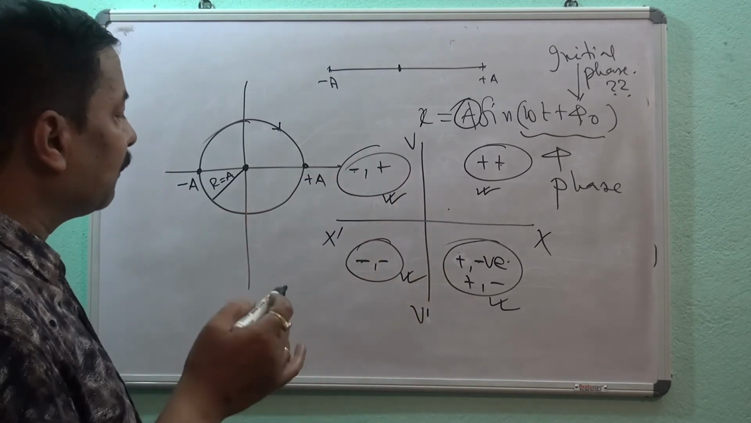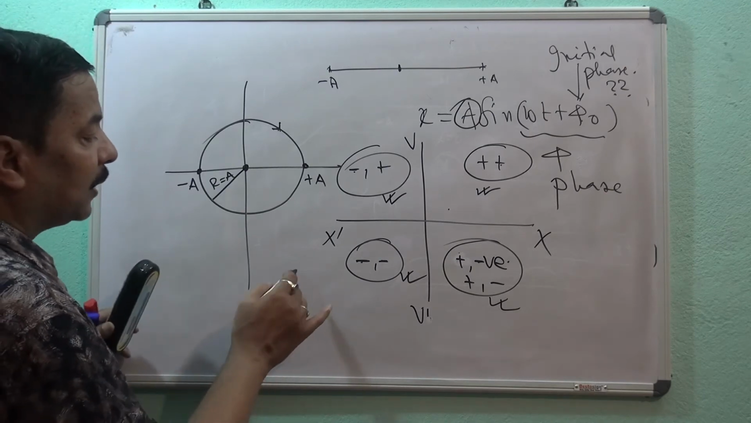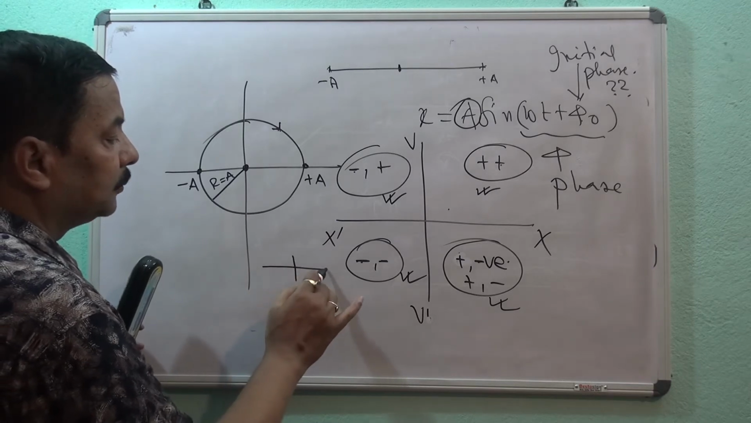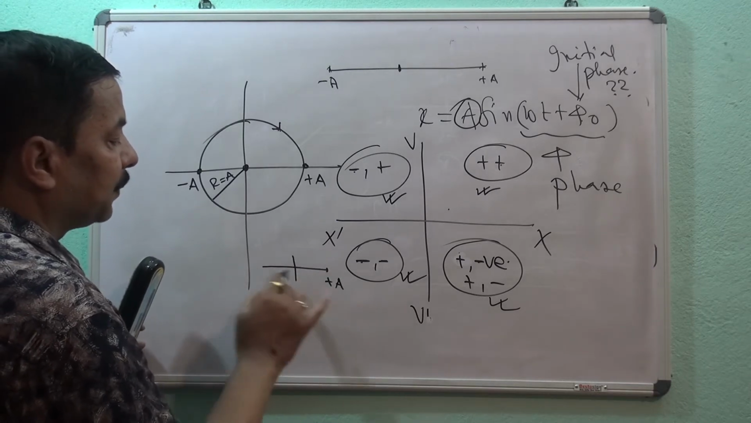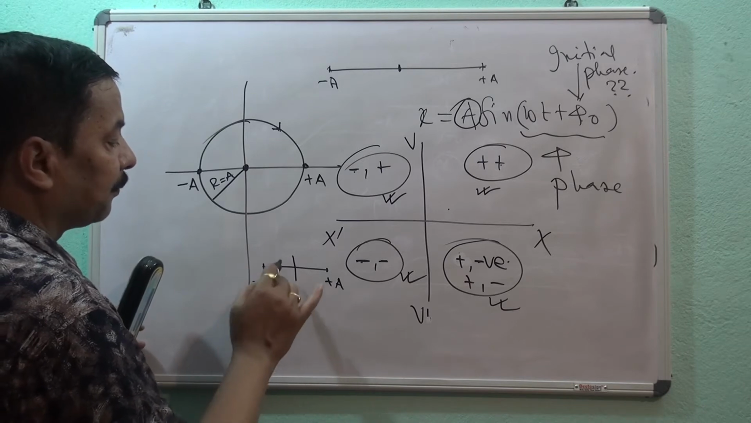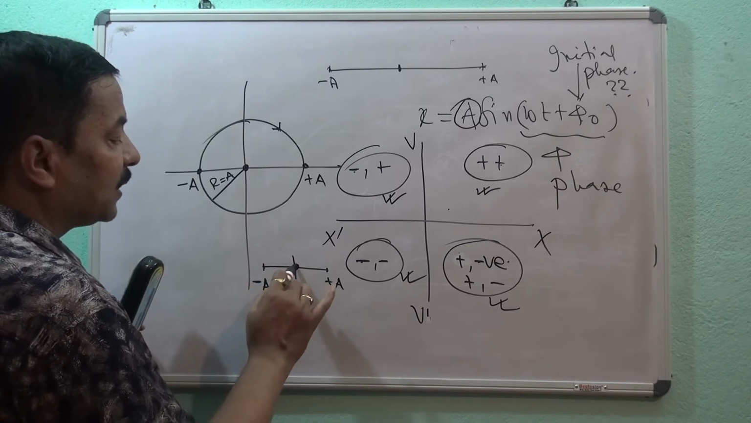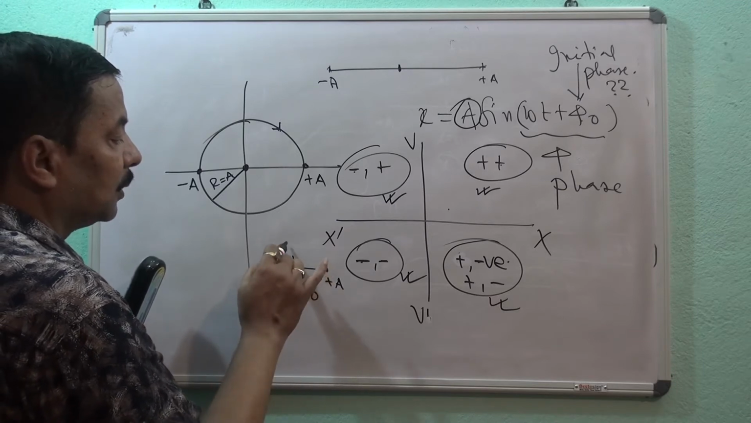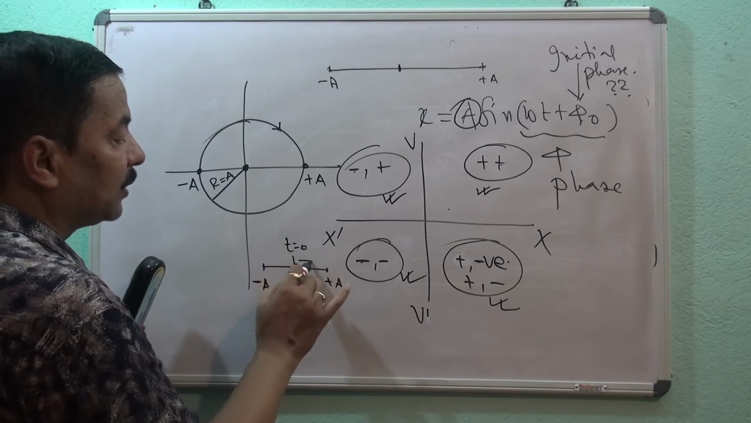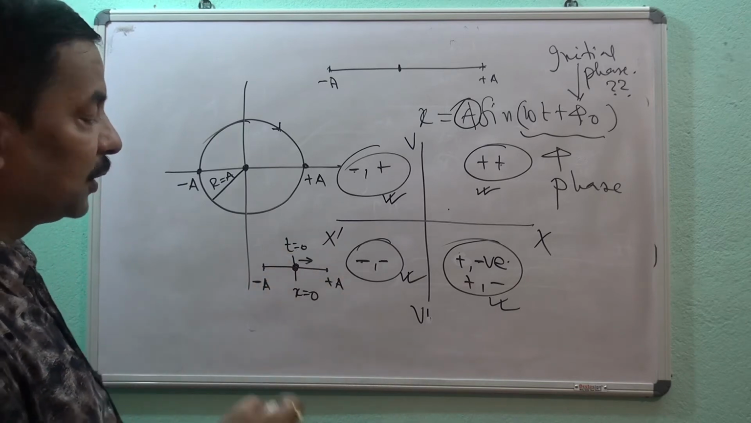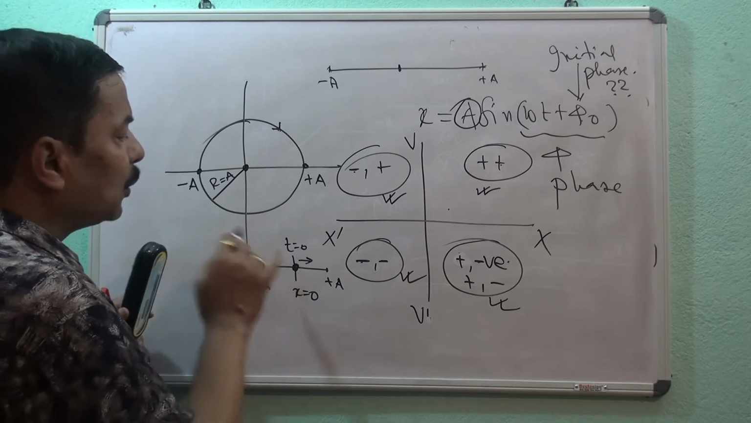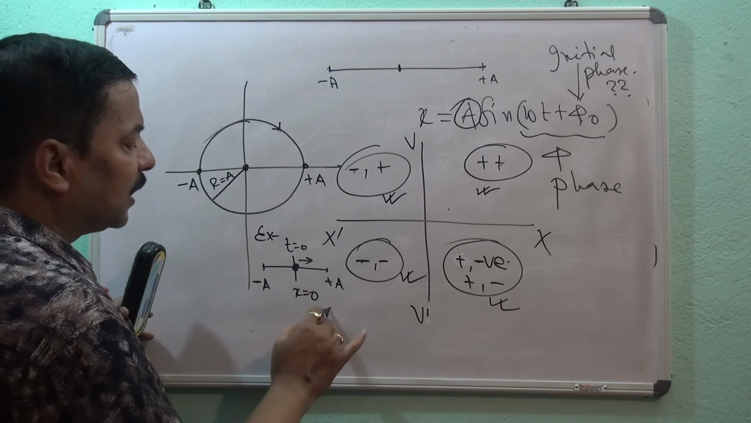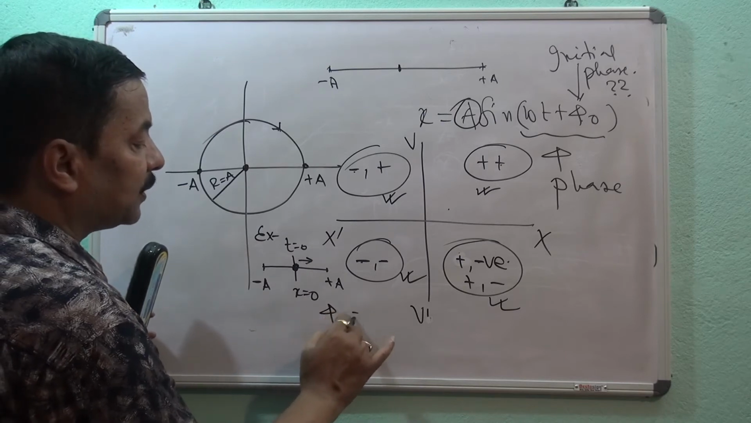For example, here you see that this is plus a, this is minus A, and the particle has started from here, x is equal to 0, t is equal to 0, in this direction. Velocity is in this direction. Now you see, this is the first example I am taking, and you have to find what is the phase. Phi naught is equal to how much?